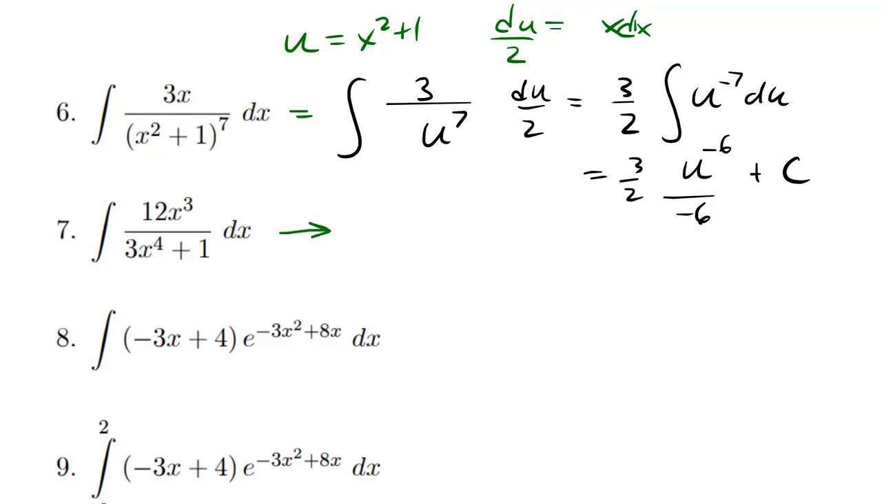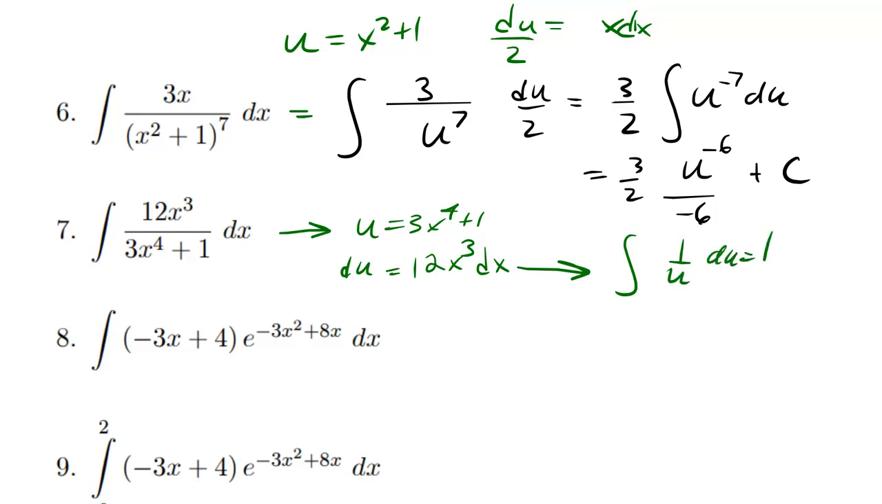Keep going. Some good guesses for you is the denominator here, 3x to the fourth plus 1. du would be 12x cubed, which is exactly what's up top. So my integral is just, with the dx there, 1 over u du, so natural log of u, where u is 3x to the fourth plus 1, plus a constant for good measure.